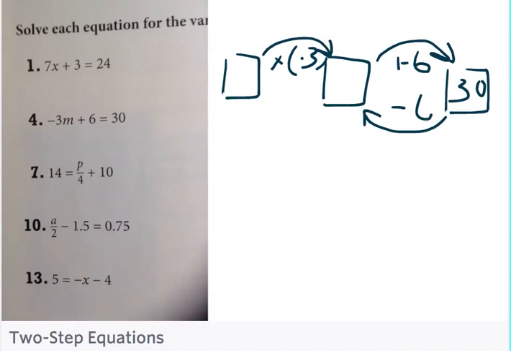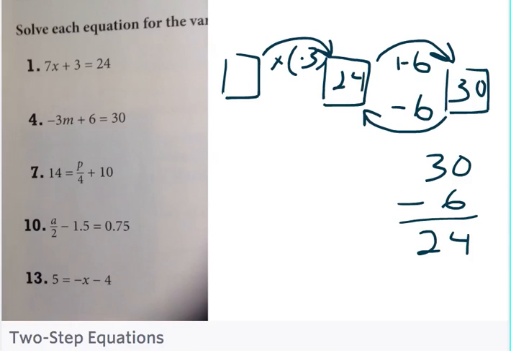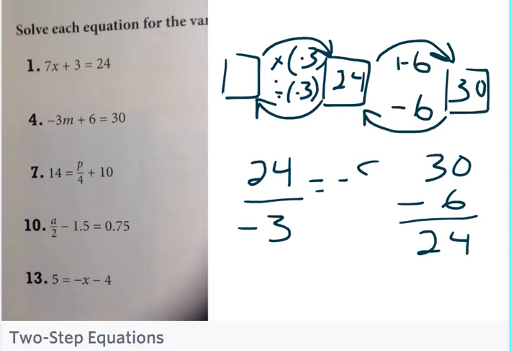And so we do the opposite of add 6, we subtract 6. 30 minus 6 is 24. So we put 24 in the middle box, working backwards. Now we're going to divide by -3. 24 divided by -3 is -8. So m is equal to -8.